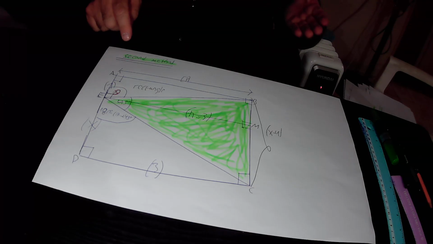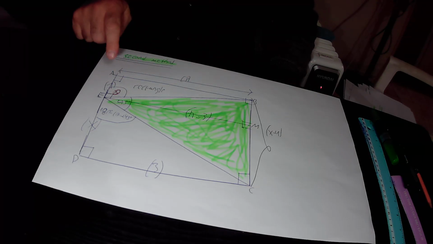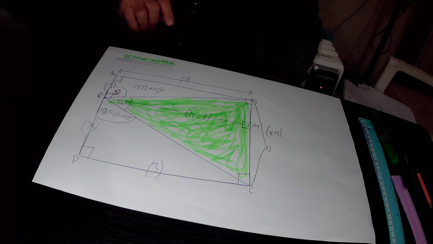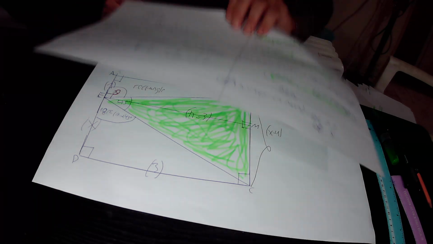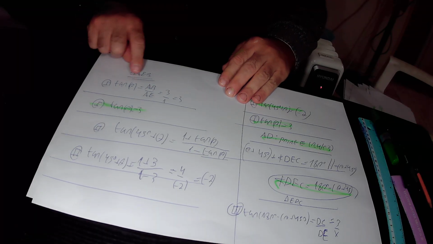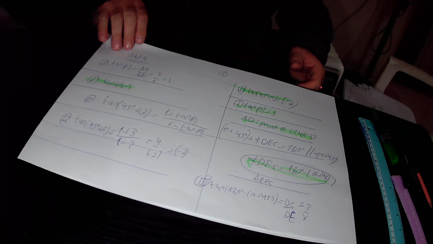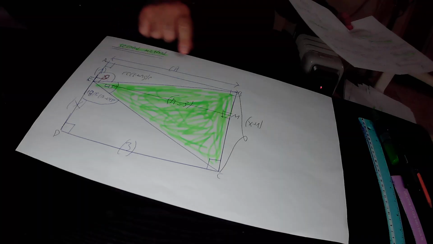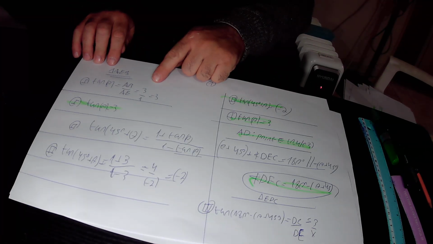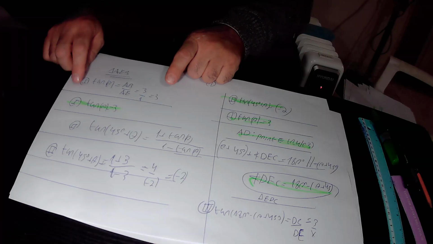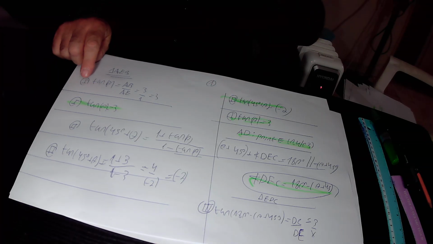So in this upper right triangle AEB, tan theta equals AB over AE. AB is 3, AE is 1. So in total, tan theta equals 3 over 1, that is 3. Again, according to equation 1, tan theta equals 3.